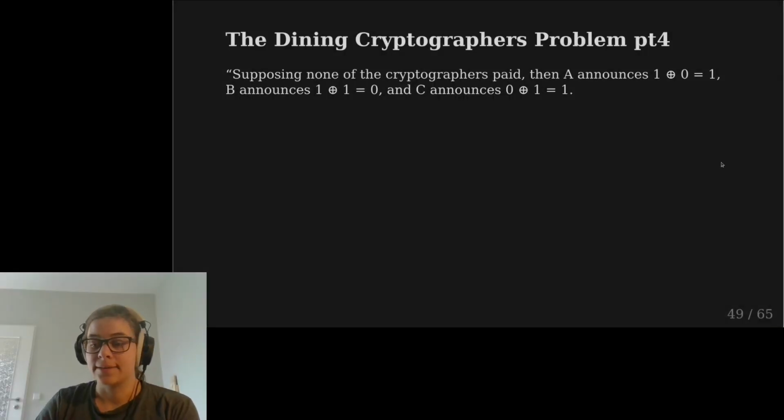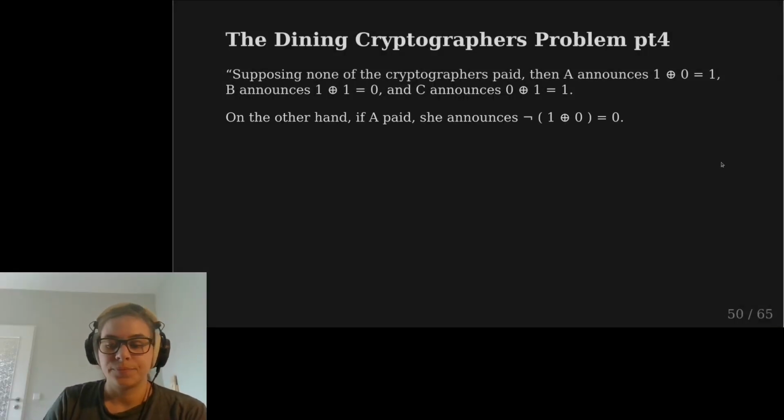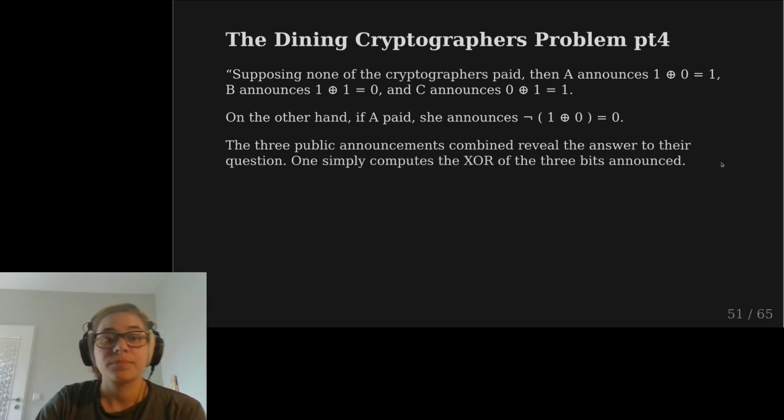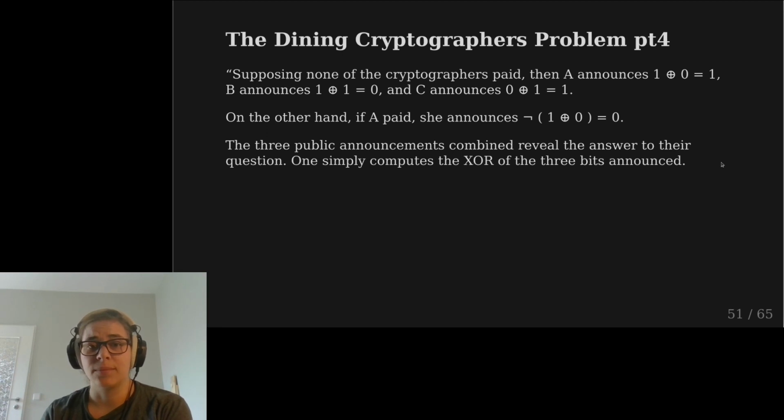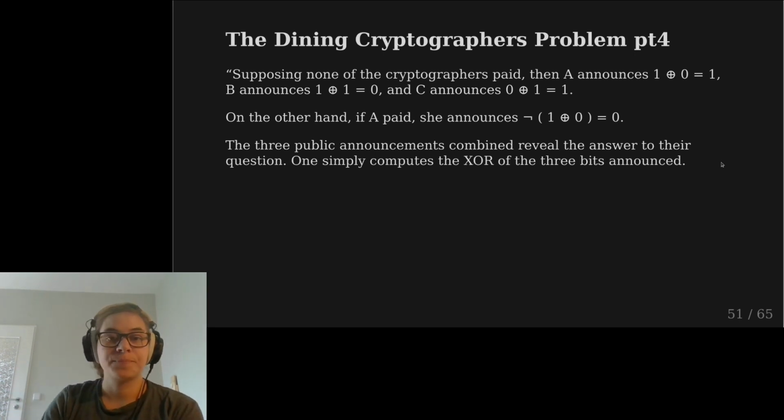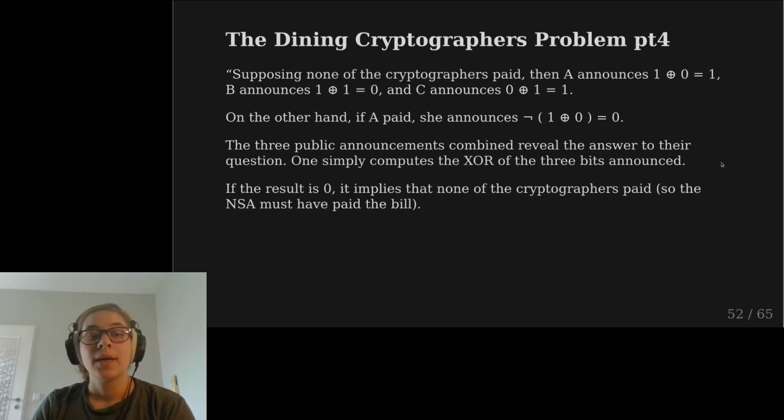And this is already like the end actually. So this is about when A paid, which we're going to do in a second. The 3 publicly announced bits combined reveal the answer to the question. One computes the XOR of the 3 bits announced. This is what we already saw in the video. If the result is 0, as it was, none of the cryptographers paid, and then the NSA paid for them.